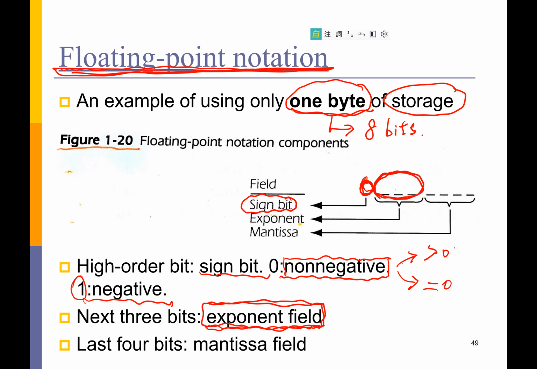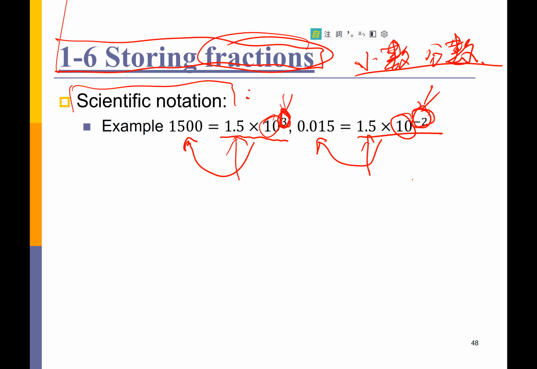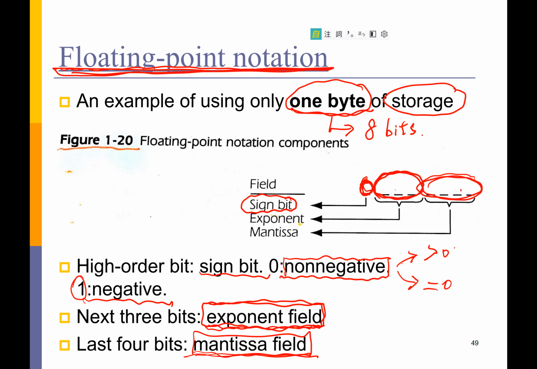Now, the last 4 bits, we call the mantissa field. The mantissa field is similar to the 1.5 here. Okay. Repeat this again. The first bit is the sign bit. The following 3 bits are the exponent. The last 4 bits are the mantissa. Okay?